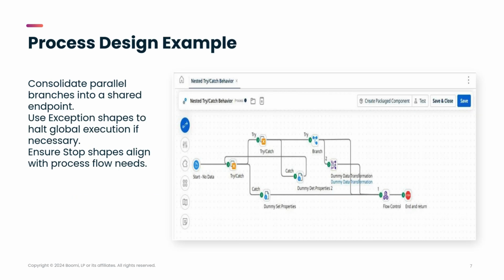Example of an improved process design. In this example, parallel branches converge to a shared endpoint, making it easier to control execution. An exception shape is used to enforce global halts if needed. This approach ensures predictability and consistent behavior, reducing unexpected outcomes.